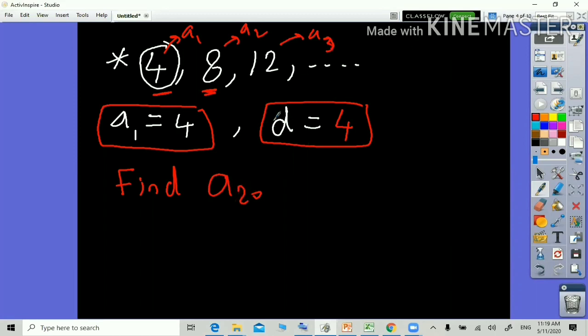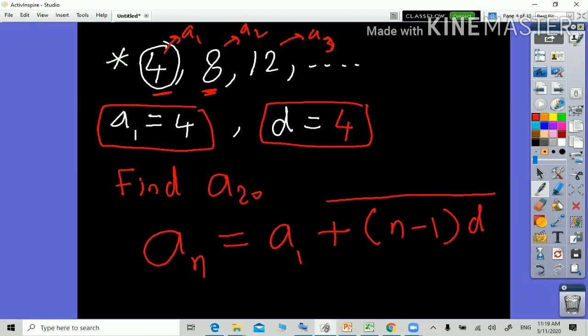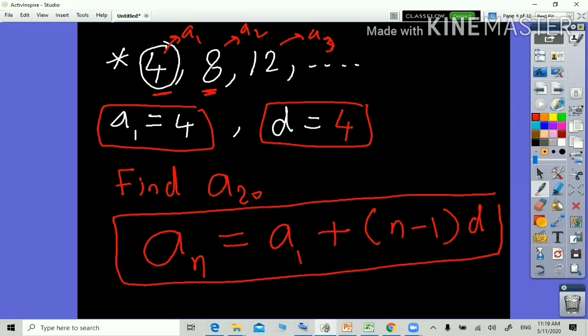It's very hard. How will I keep going if I ask you A20, A200, whatever? We will have a problem because I will not be able to add each time. So we need a rule that helps you find any term you like. Concentrate, all of you, please. An equals A1 plus (n minus 1) times d. That rule is very, very important. It's called the nth term.